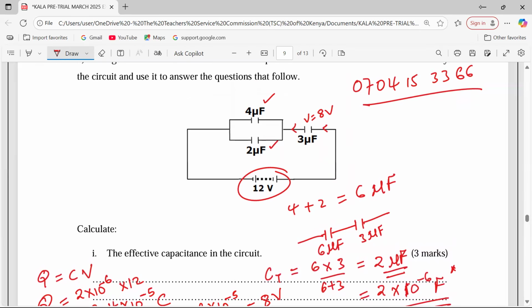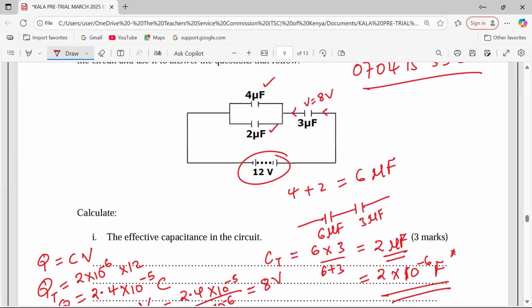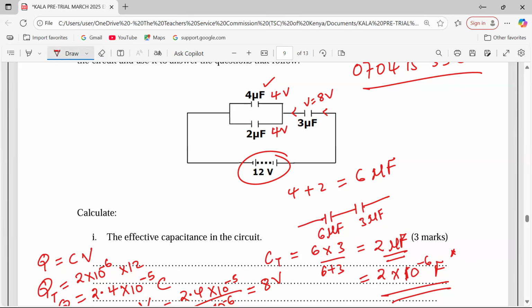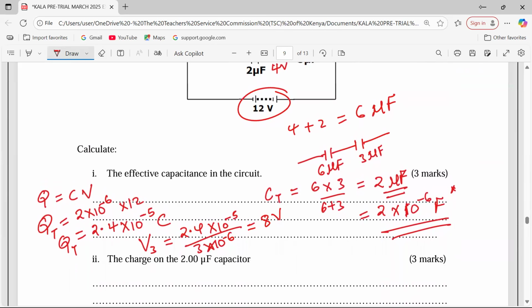Now, we are supposed to know that from 12, we have a voltage of 4 remaining. And the voltage of 4 shall be distributed equally here because of the parallel nature of the setup. Components in parallel have the same potential difference. So 4 shall be uniform at the 4 microfarad and also at the 2 microfarad. But the 3 microfarad is having 8.